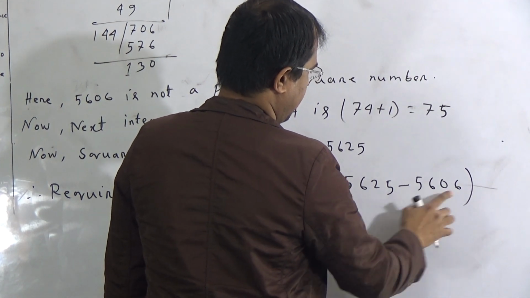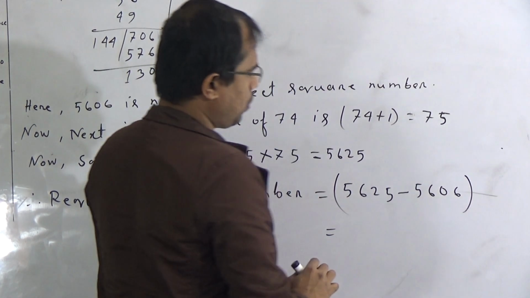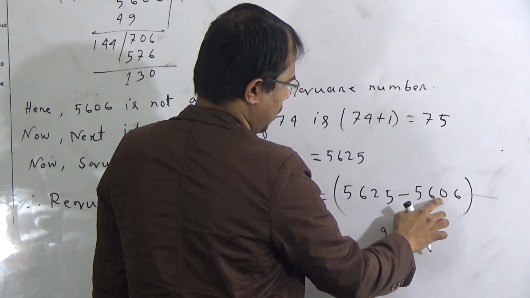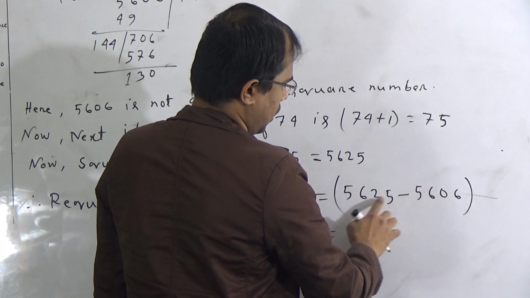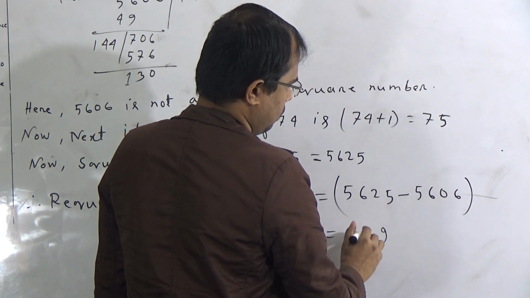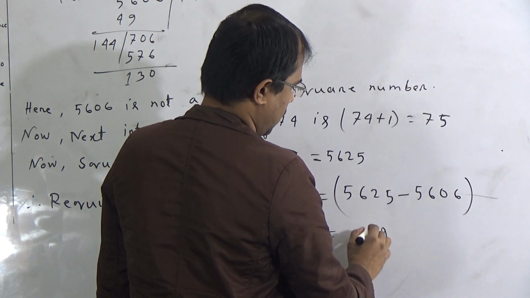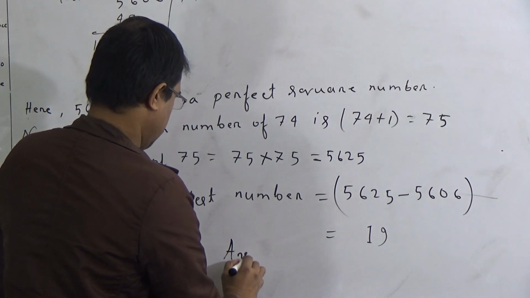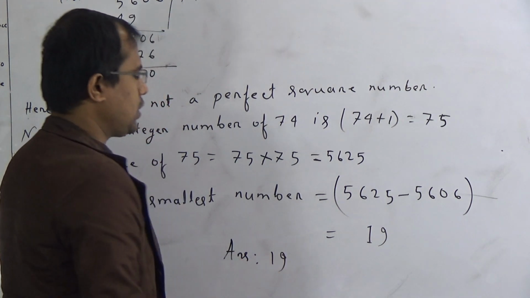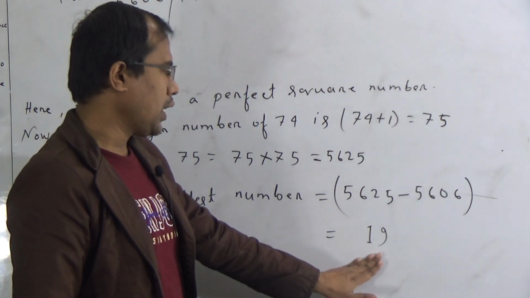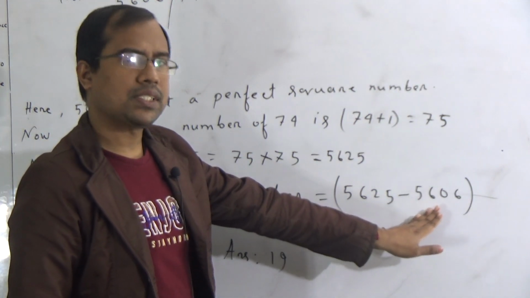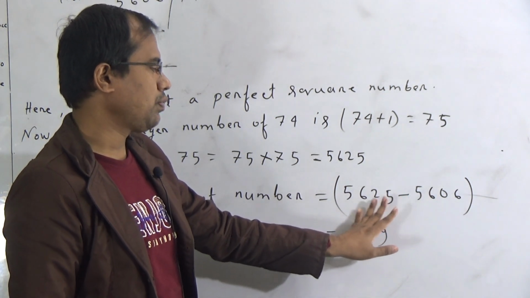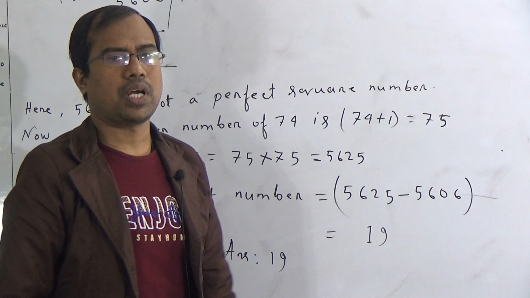If we subtract, then 15 minus 6 equal to 9. Carrying 1, then it will be 1. And 2 minus 1 equal to 1. So the answer will be 19. That means if we add 19 with 5606, then the number will be 5625, which is a perfect square number.